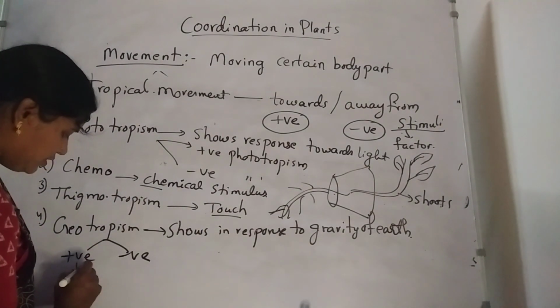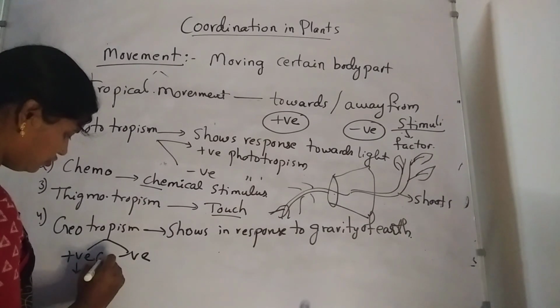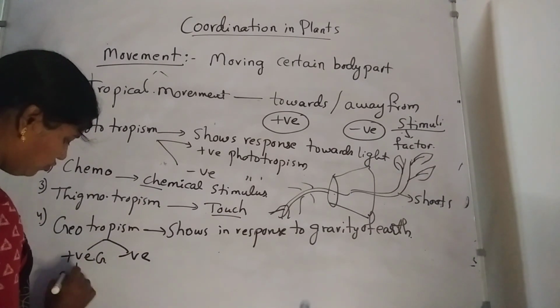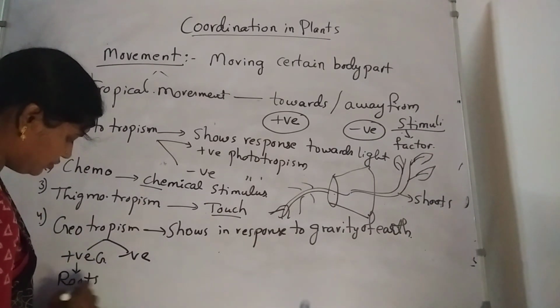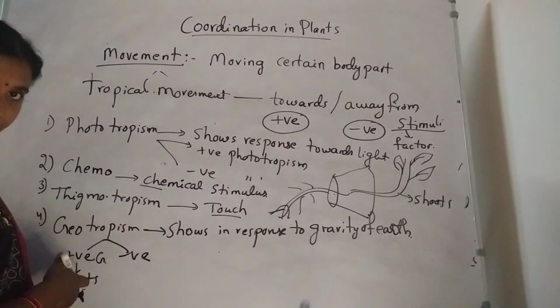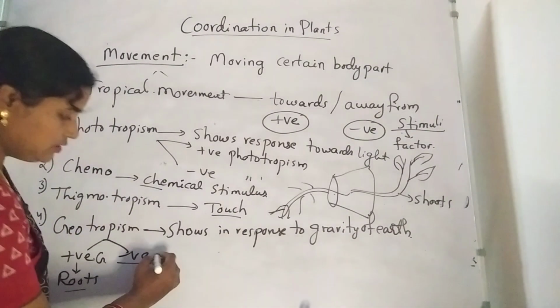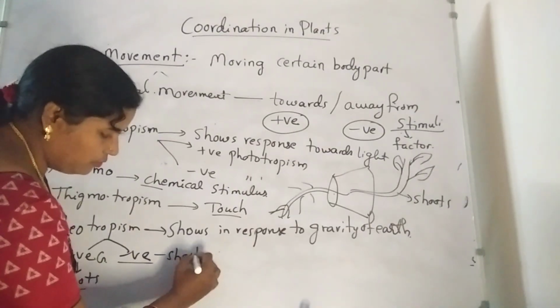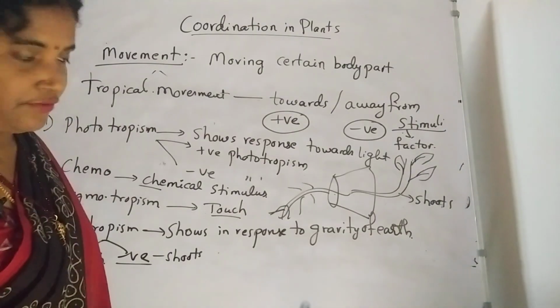Positive geotropism is shown by the roots, which move towards the gravitational force. Negative geotropism is shown by the shoots, which move away from the gravitational force.